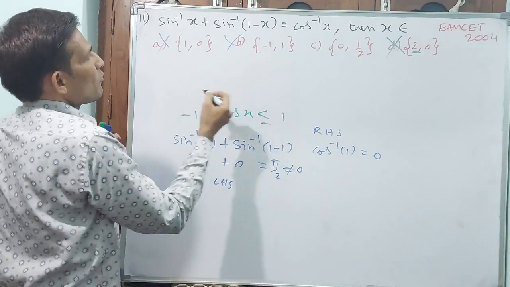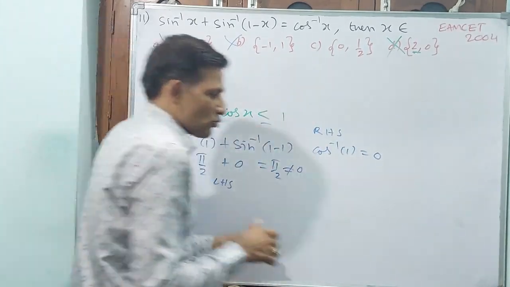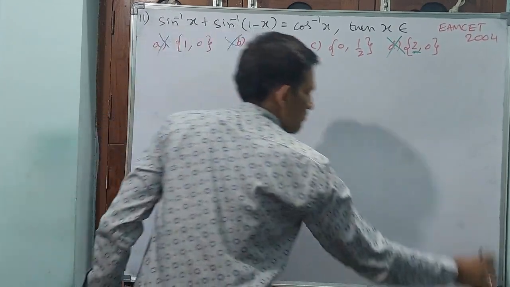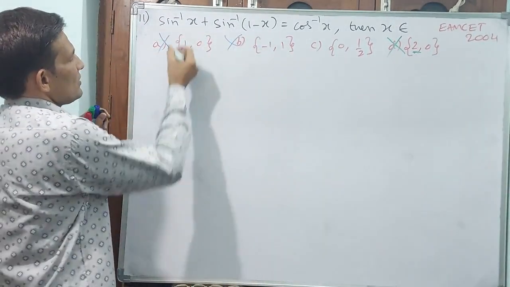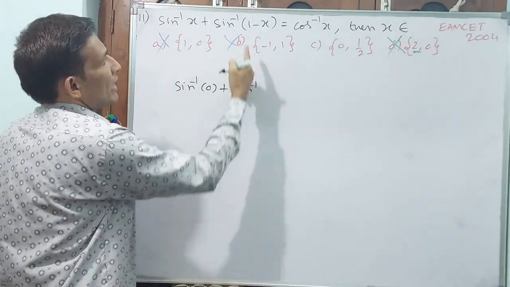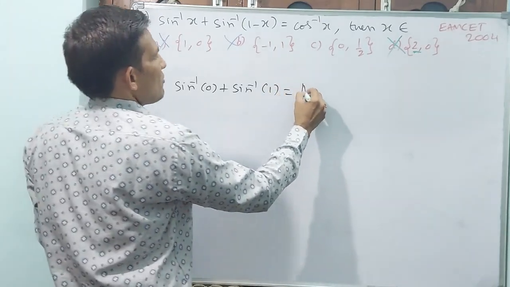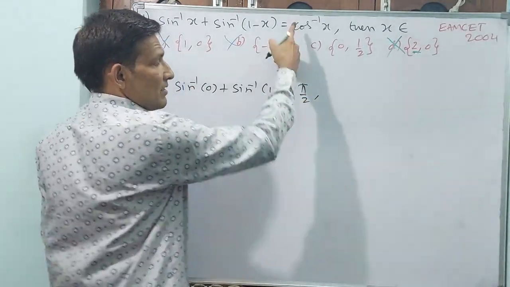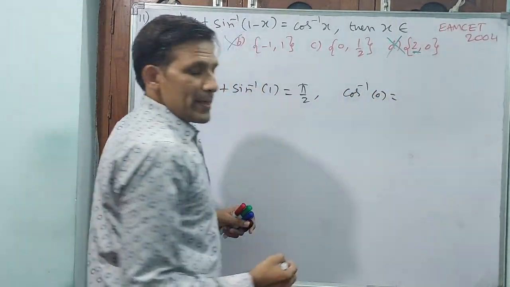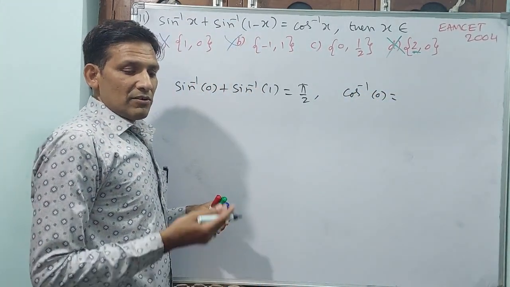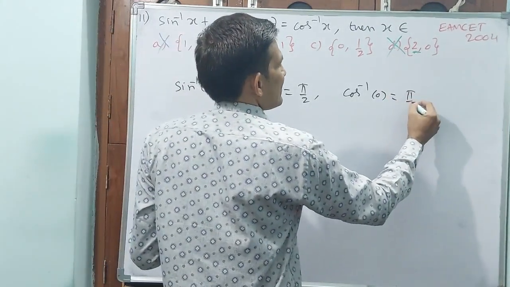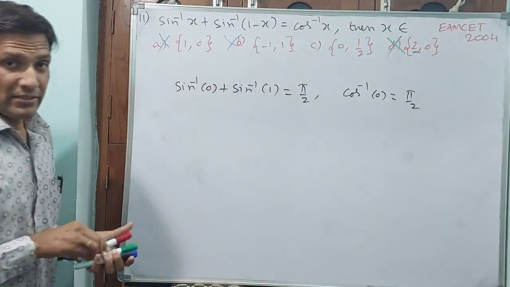Now I am going to put this also. You see, 0 and 1/2 both should satisfy. Okay, now see sin inverse 0 plus sin inverse 1 minus 0, means 1. That is equal to pi/2. This is LHS. What about RHS? Cos inverse 0. See, cos 0 is 1, but cos 90 is 0. That means pi/2. LHS and RHS matched, but only for 0.